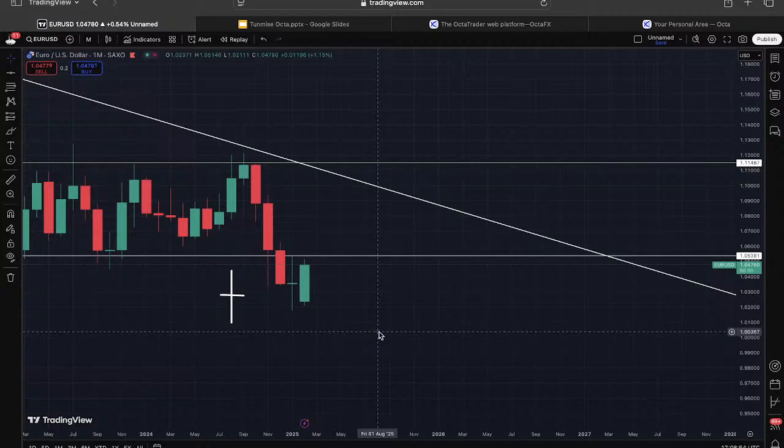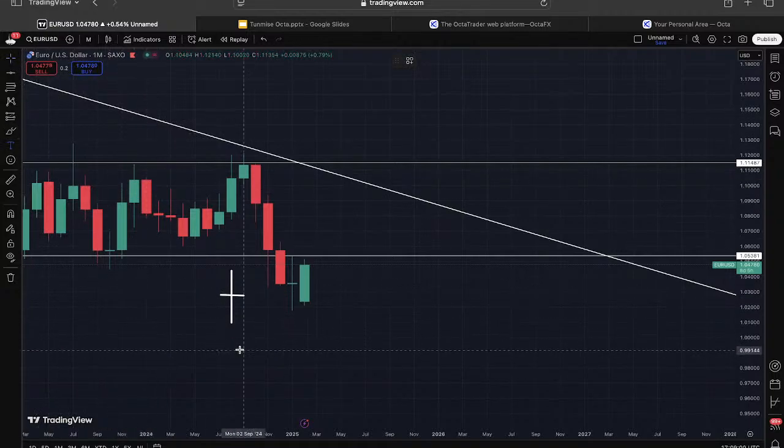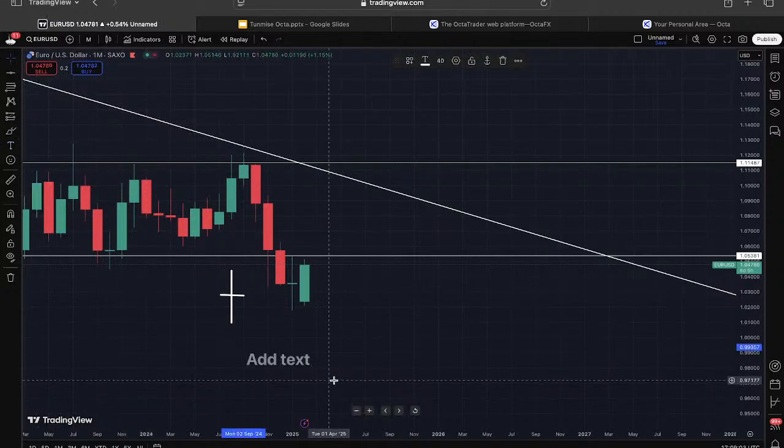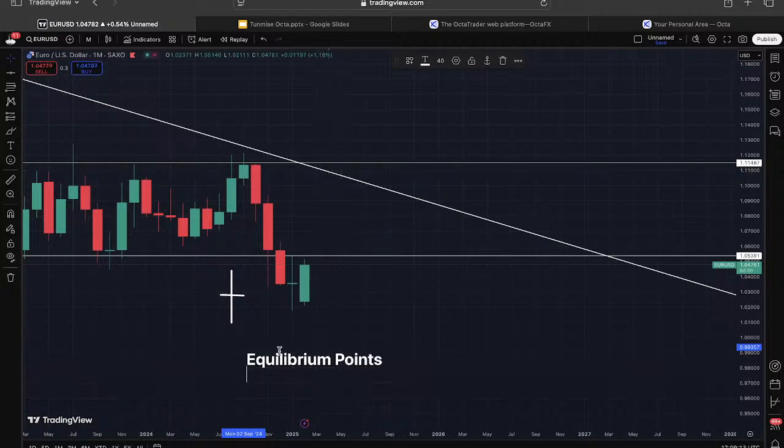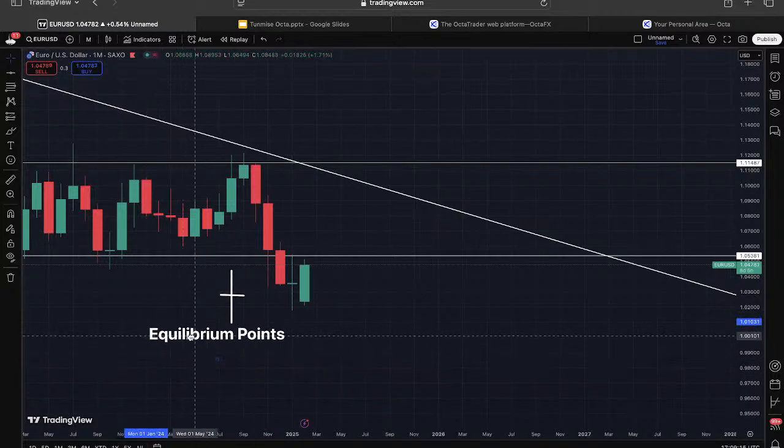Now, what does this indecision candle mean? Indecision candles are equilibrium points. All right, indecision candles are what? Equilibrium points.